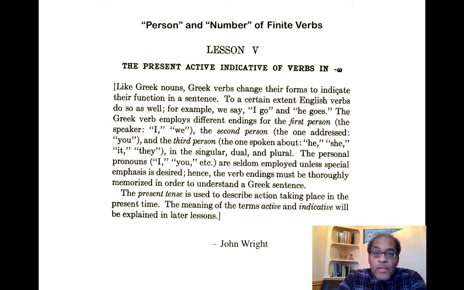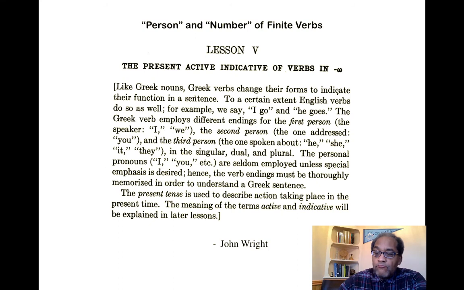The personal pronouns I, you, he, she, it are seldom employed. They seldom actually appear unless special emphasis is desired. Hence, the verb endings must be thoroughly memorized in order to understand a Greek sentence. The present tense is used to describe an action taking place in present time. The meaning of the terms active and indicative will be explained in later lessons.